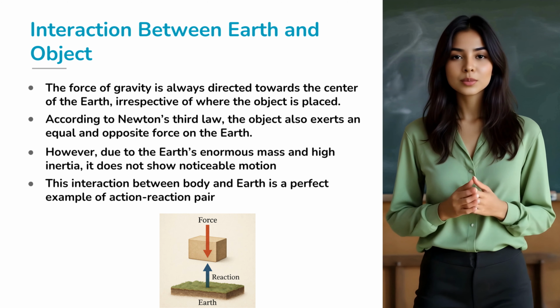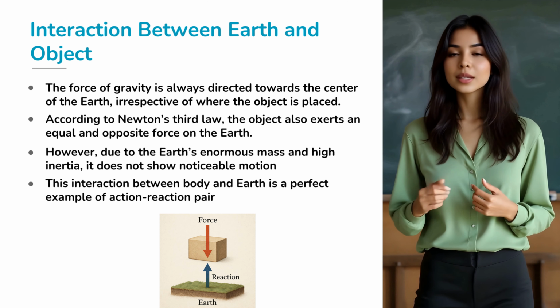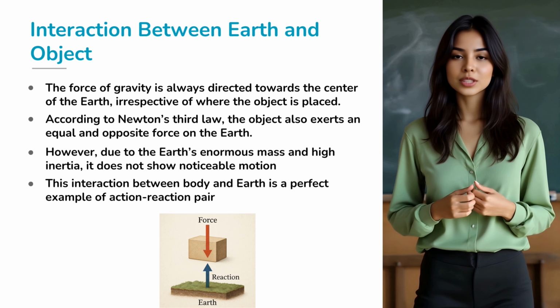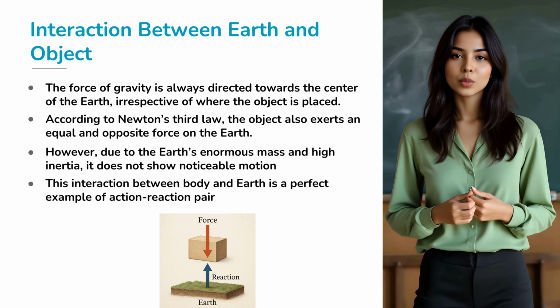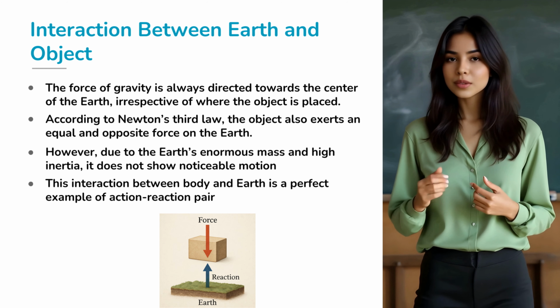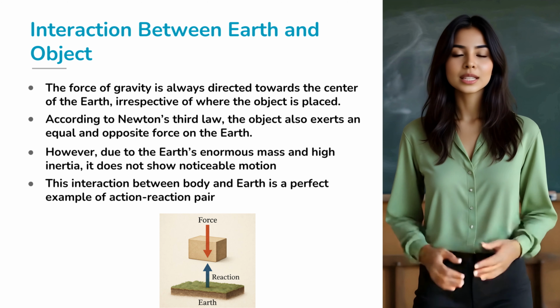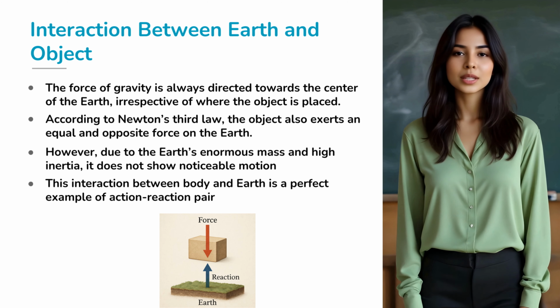But why doesn't Earth move? It's because of inertia. Earth's mass is so huge that this reactive pull doesn't cause any noticeable movement. So while you fall toward Earth, Earth technically moves a tiny bit toward you too, just too little to notice. This pair of forces perfectly represents an action-reaction relationship in nature.